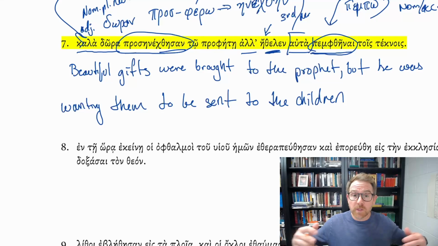So again, we're building on this. We're really beginning to get a lot of the different pieces coming together to translate more complex Greek sentences as we see them closer and closer to appearing to what actually occurs in the New Testament.